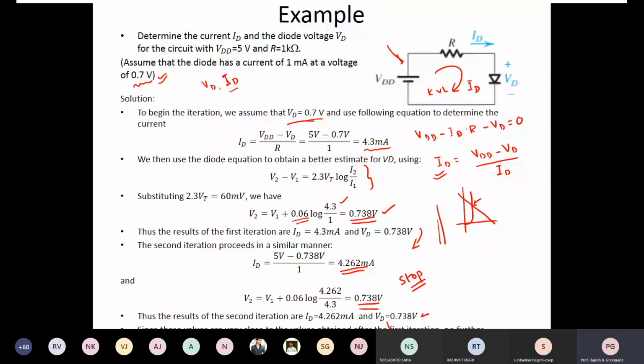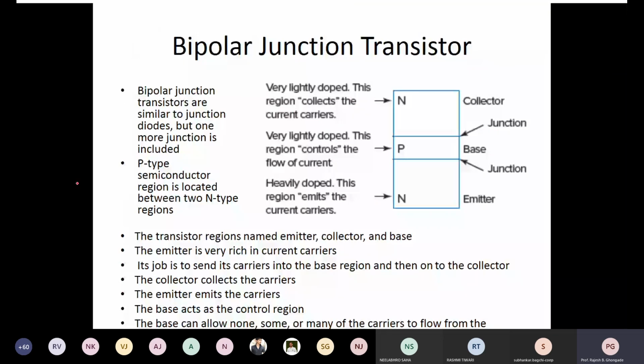All right. Now we start with the device which actually revolutionized the electronic industry, and that is the bipolar junction transistor. Now, what is a bipolar junction transistor? Why do we call it a bipolar junction? We already know there will be some semiconductor junctions around. So it is a junction. Why it is called bipolar and why it is called a transistor is what we are going to see.